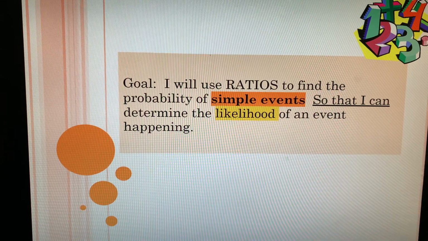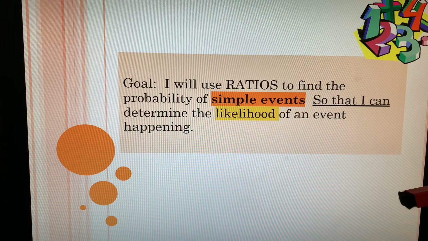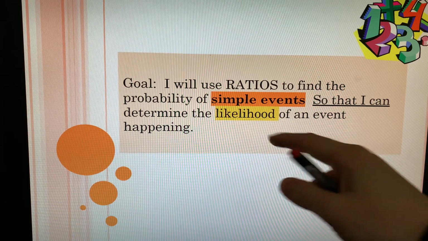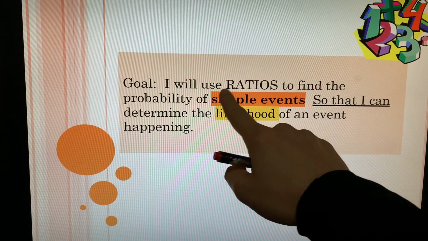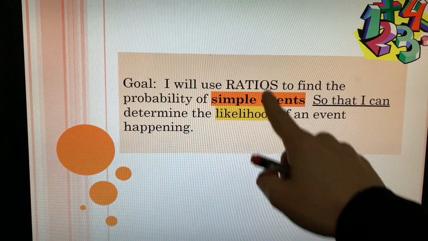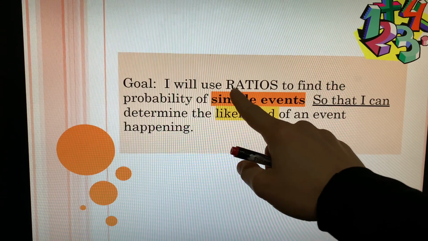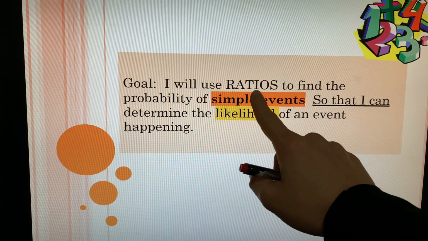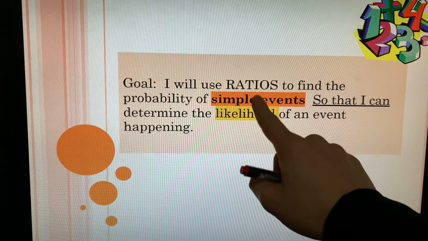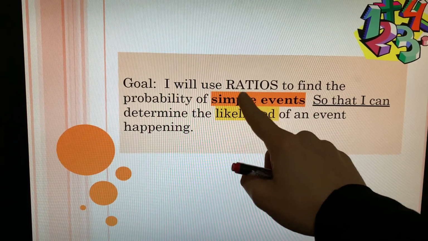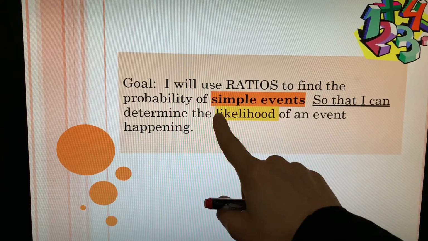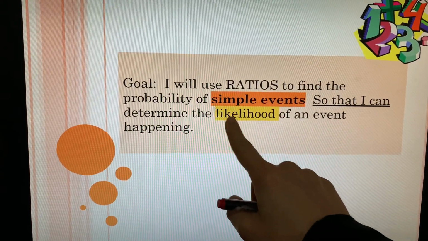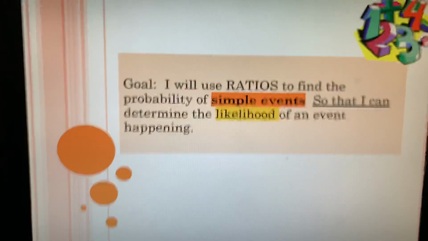One of the things that I want us to be able to remember is the word ratio here, which I put here. Remember that a ratio is just a fraction. So just by looking at this, I can say, okay, ratio, then we're going to be using fractions again. So yes, this lesson, we're going to be using fractions to be able to get simple events. And then we're going to be analyzing likelihood of those events happening.